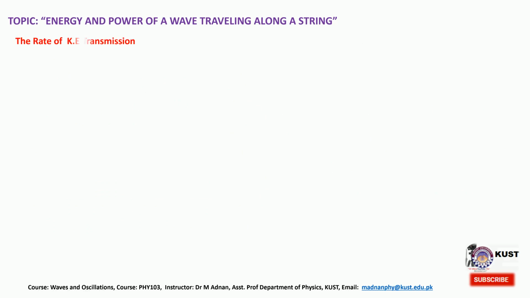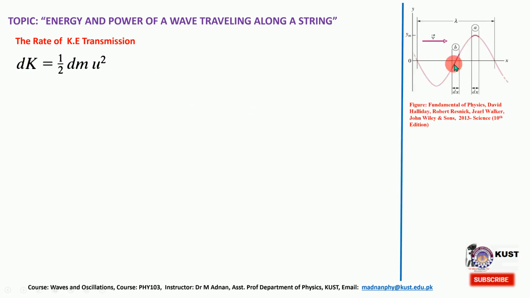We'll start with the rate at which kinetic energy is transmitted through the string. We consider the same string, and we mark just a random spot having length dx. This is a small element of length dx and having mass dm. Because of this element, a small kinetic energy dK is transmitted. We need to convert this dm in terms of the linear mass density, such that mu is mass per unit length, so this dm can be expressed as mu dx.